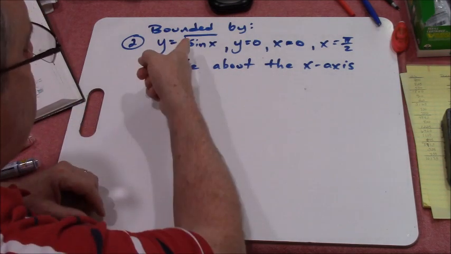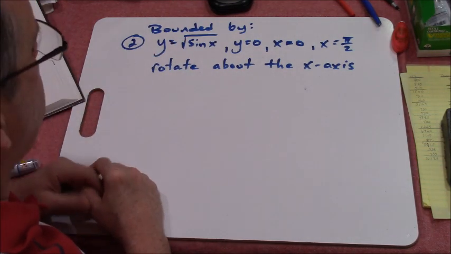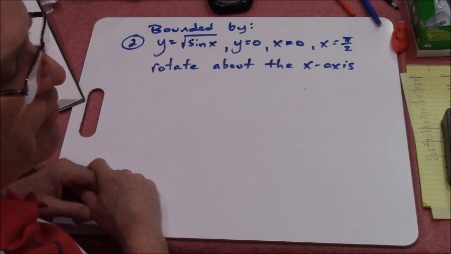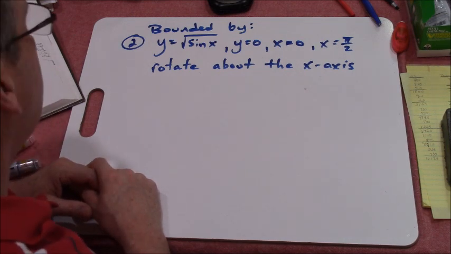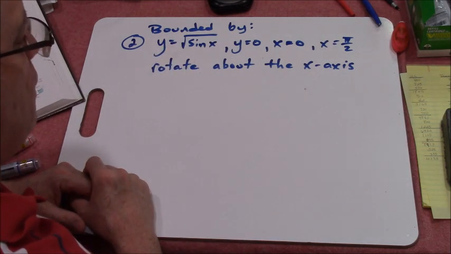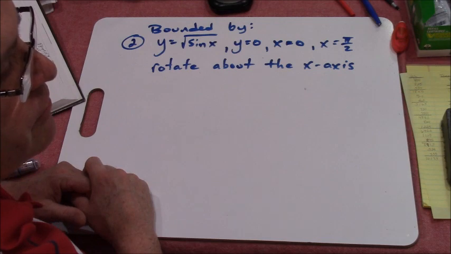And again, use your graphing calculator to graph this. We've never graphed the square root of a trig function. I kind of think I know what it's like, but I'm not sure. So go ahead and try that. Let's find that region and get our picture set up, and then we'll do the integral.